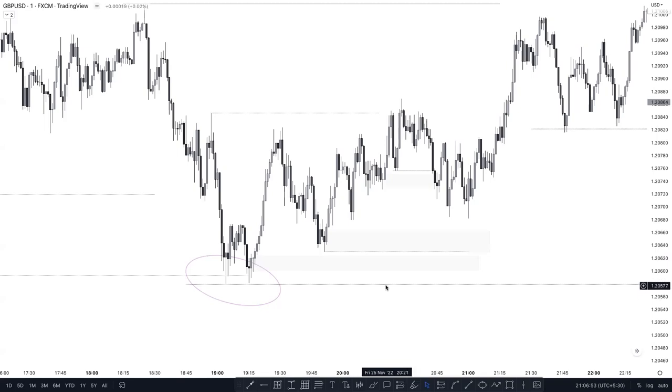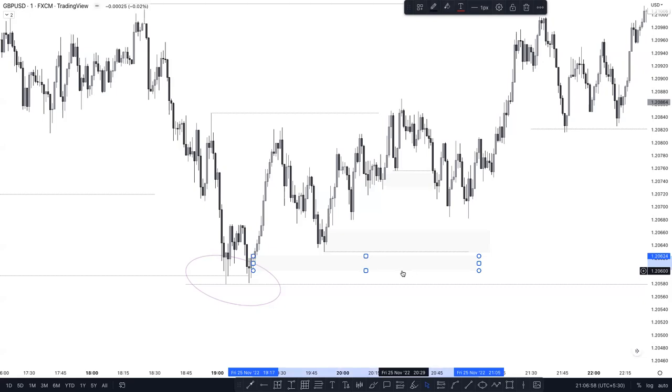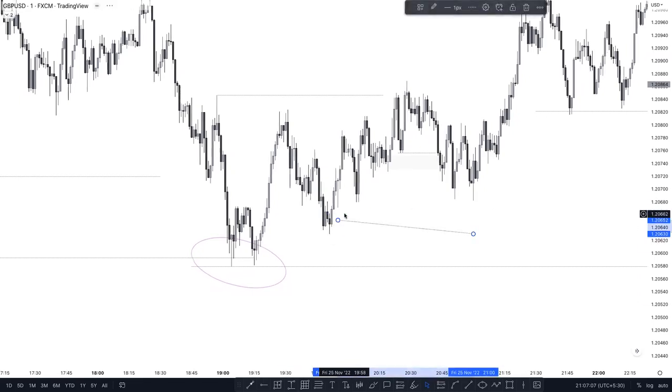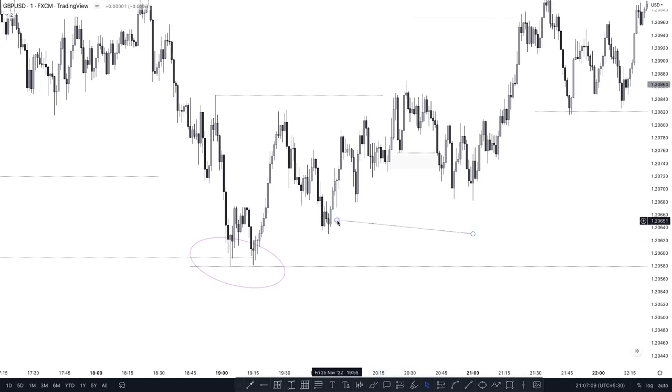Okay, not this one. The engineered liquidity is here, not this one, because this order block took out the liquidity, right? And at this point, the actual order block was here, right? Which is already mitigated here.